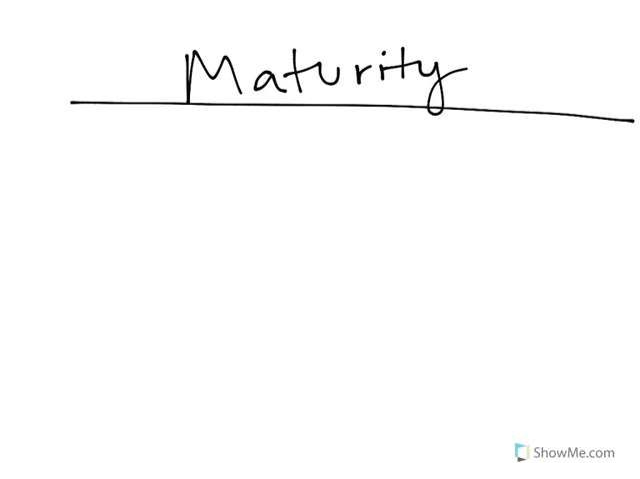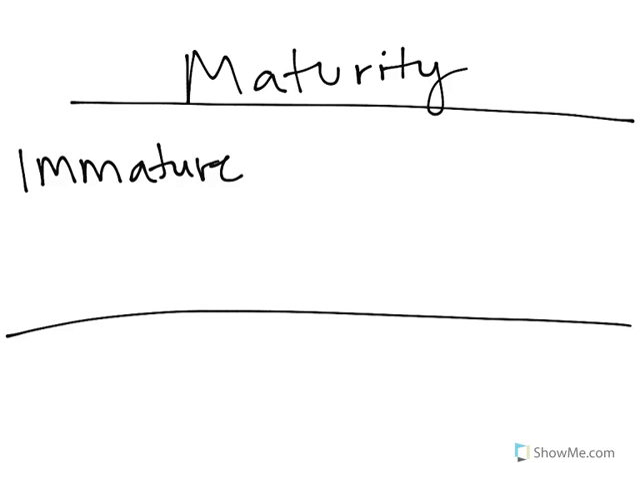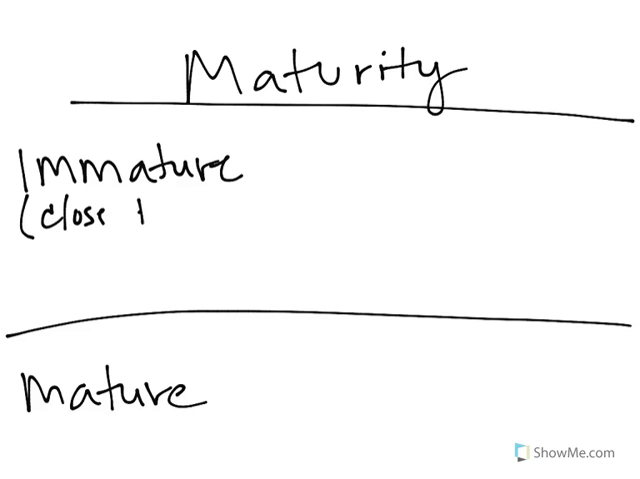So let's tie this together into what we call maturity. Textural maturity deals with whether we are close to the source or far from the source. If we are close to the source, we consider it immature. If we are far from the source, we call this mature. So immature is close to the source. Mature is far from the source.